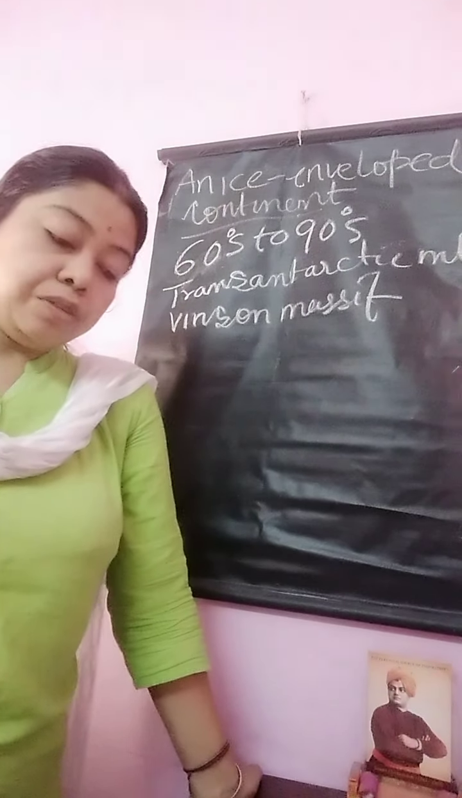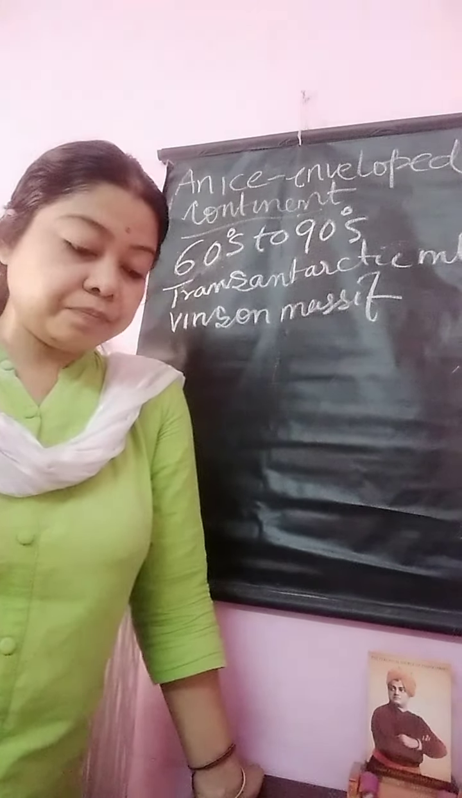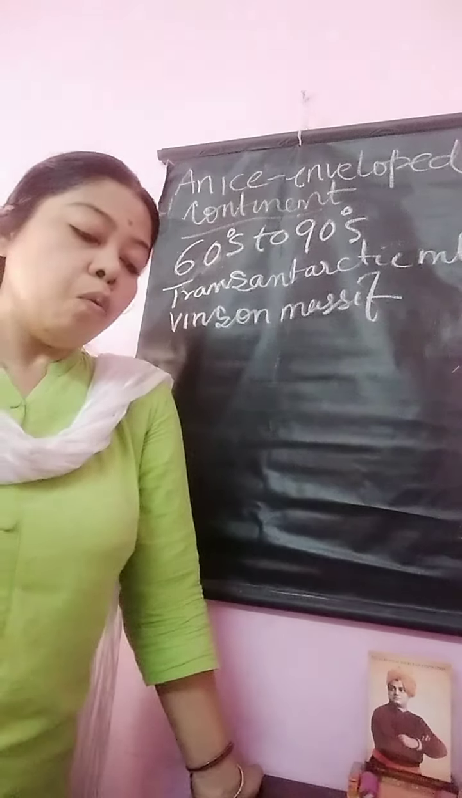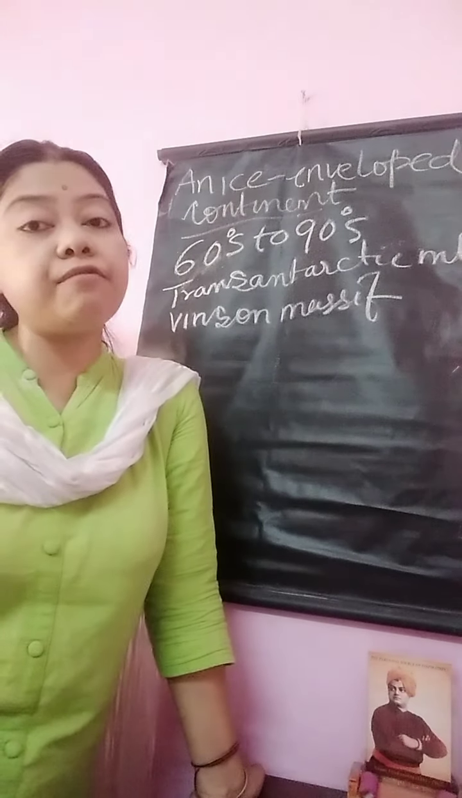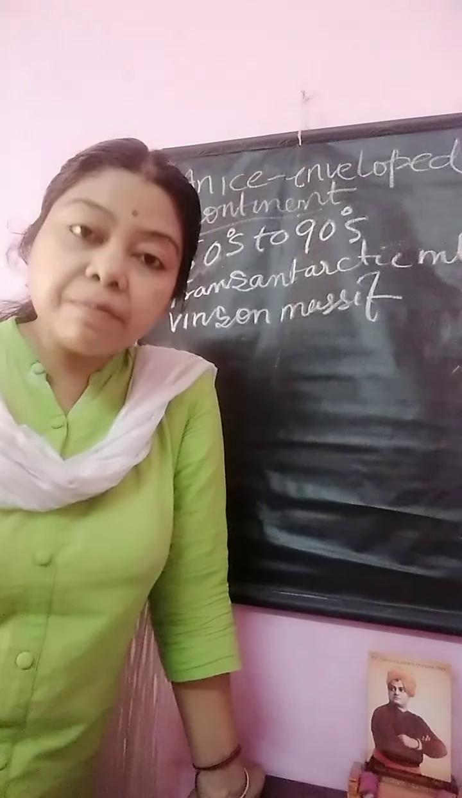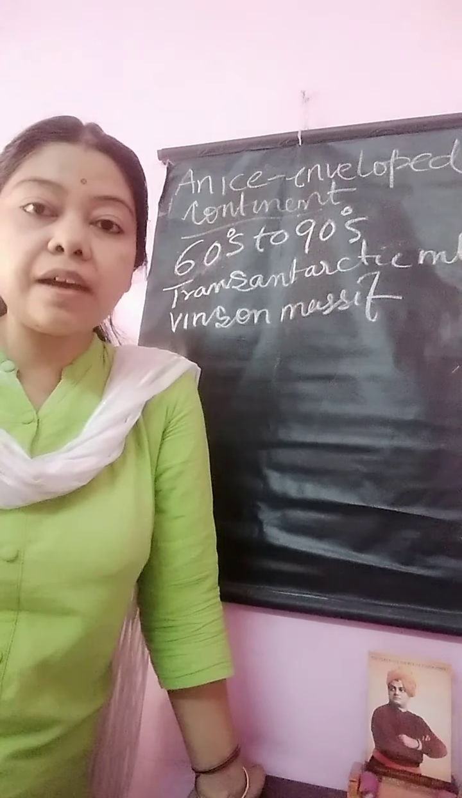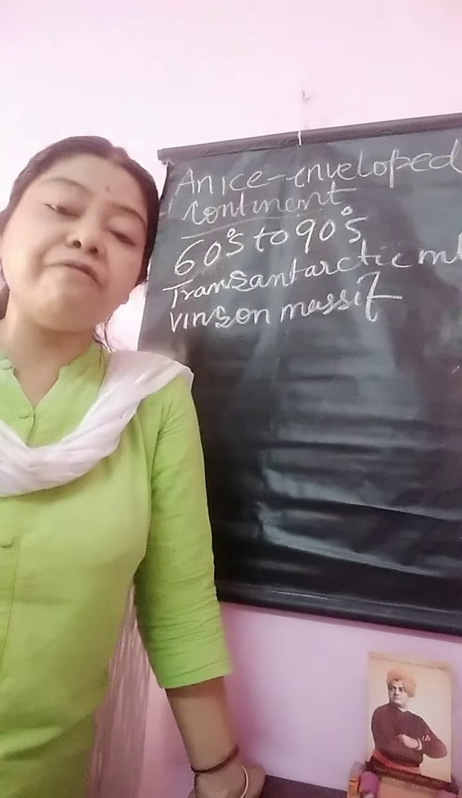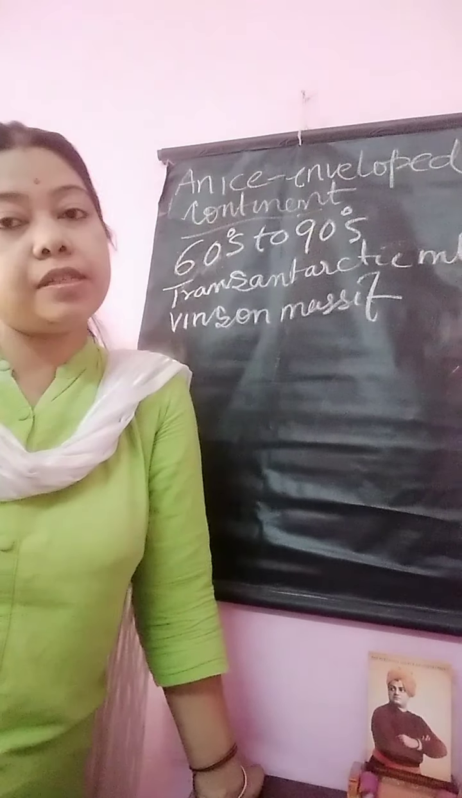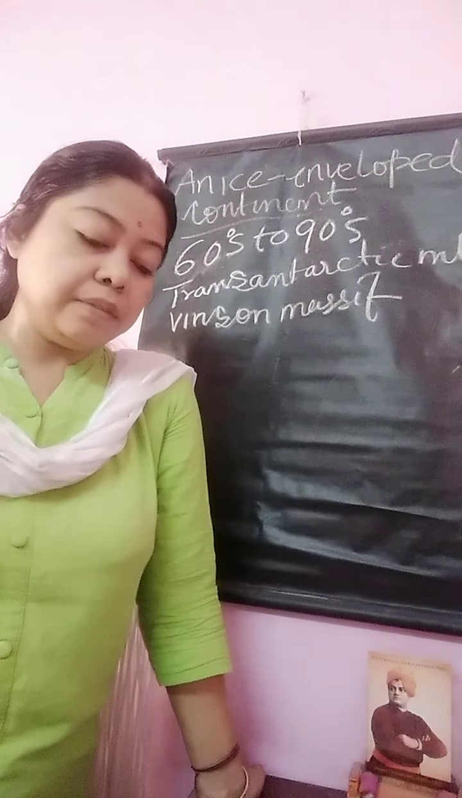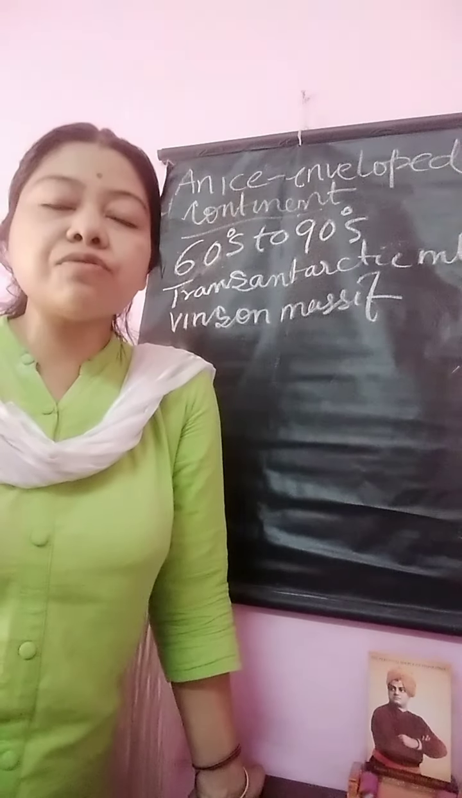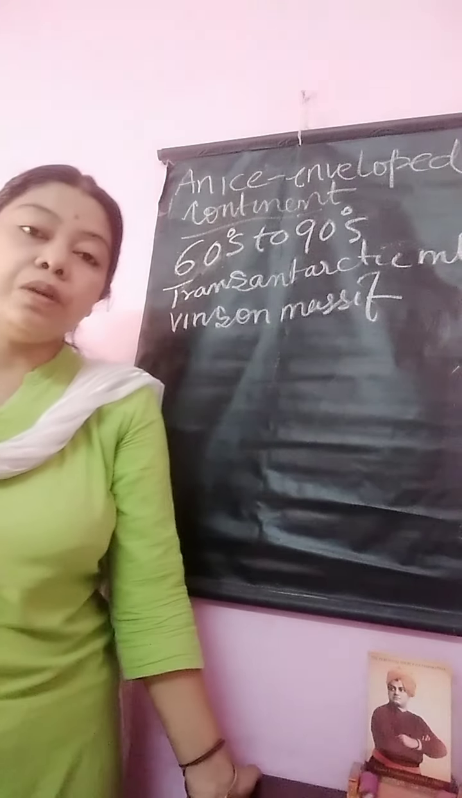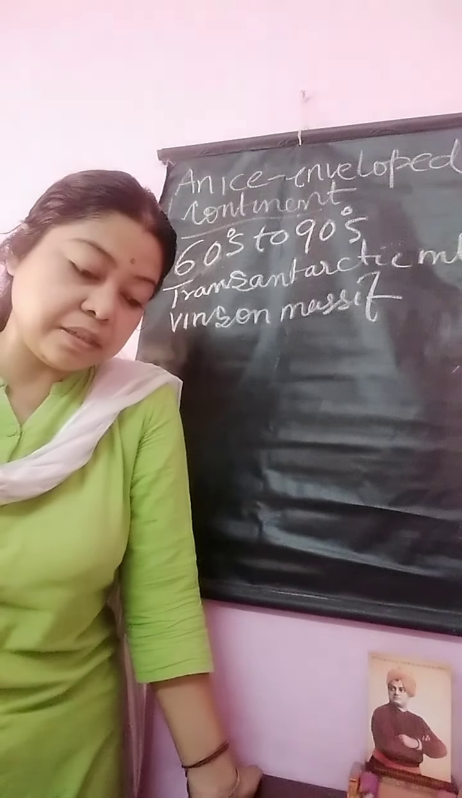Now we are going to the climate of Antarctica. Antarctica is the world's coldest continent. You know, the temperature is very low. Why is the temperature very low in Antarctica? Because this region receives very inclined rays of the sun throughout the year. The cold polar climate prevails here. Extremely cold polar climate prevails in Antarctica.